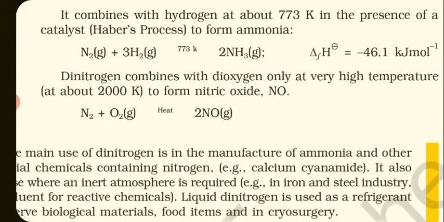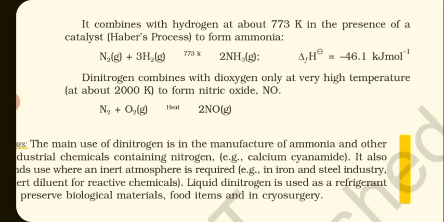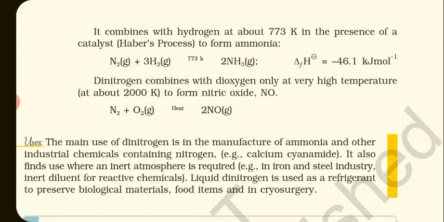Now, one important property of nitrogen gas is that it combines with hydrogen at 773 Kelvin in the presence of a catalyst, which is also called the Haber process, to form ammonia. N2 plus 3H2, at 773 Kelvin, gives 2NH3. The enthalpy change for this reaction is minus 46.1 kilojoule per mole.